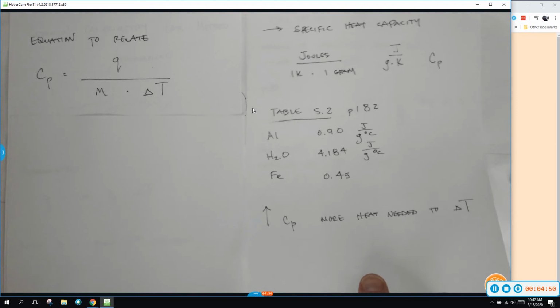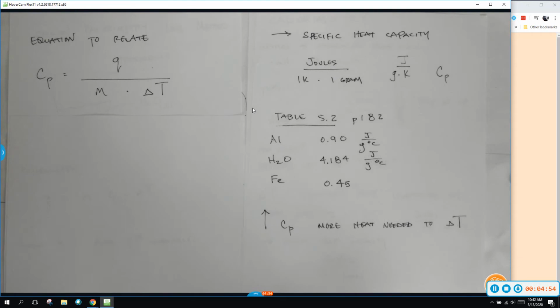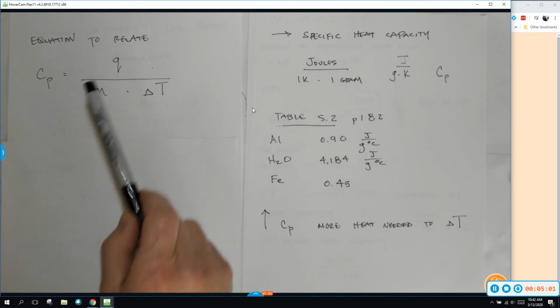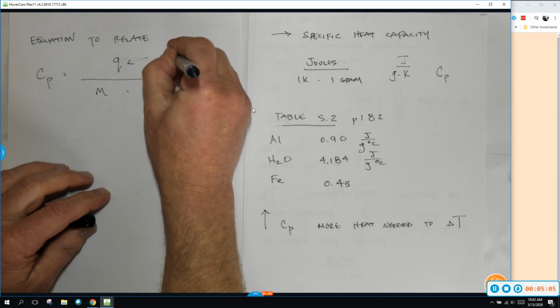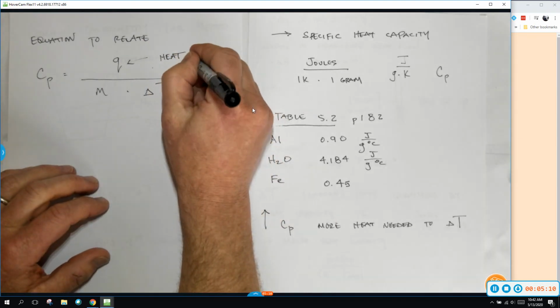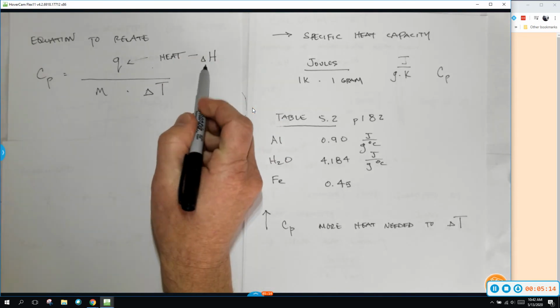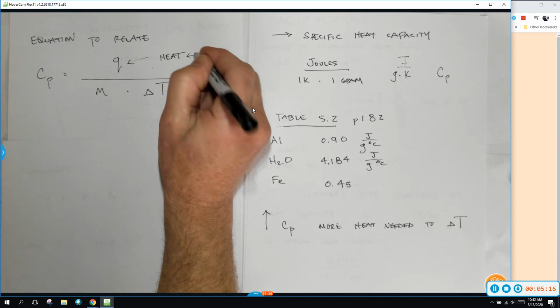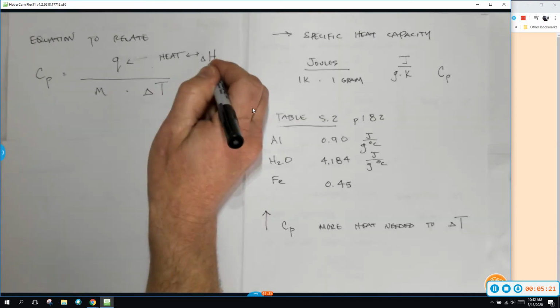So here's an equation to relate specific heat capacity to a calculation. Specific heat capacity is equal to the amount of heat. Heat is usually symbolized by the letter Q, but remember, heat at constant pressure is also known as enthalpy and is symbolized by delta H. For now, we can use those interchangeably as long as we know it's heat at constant pressure.